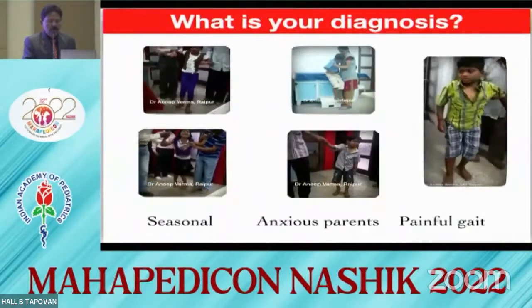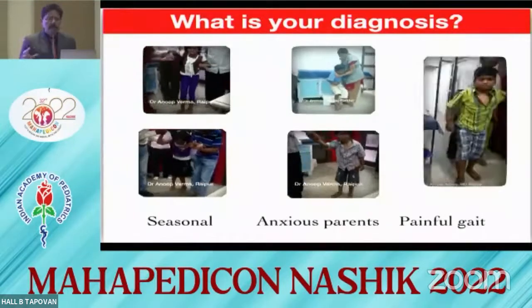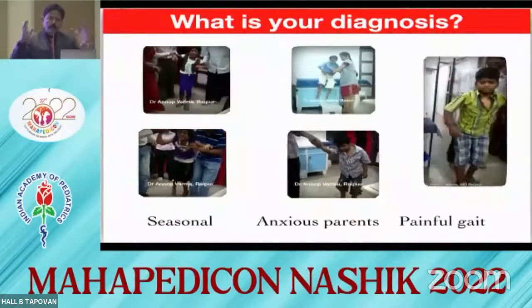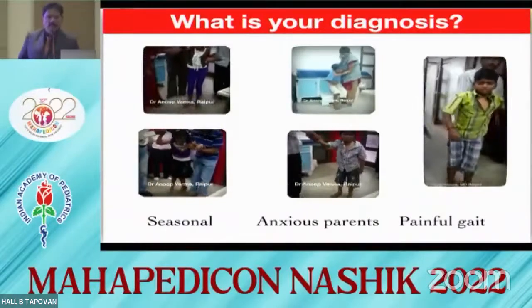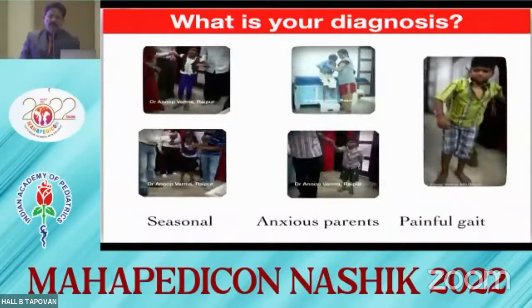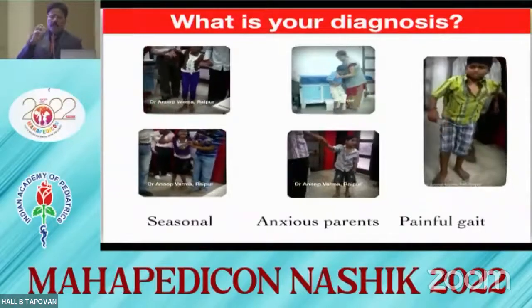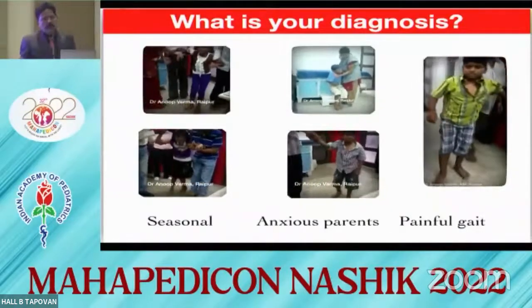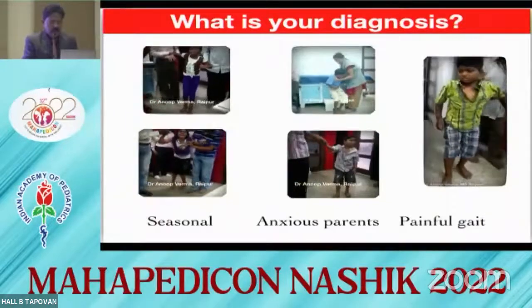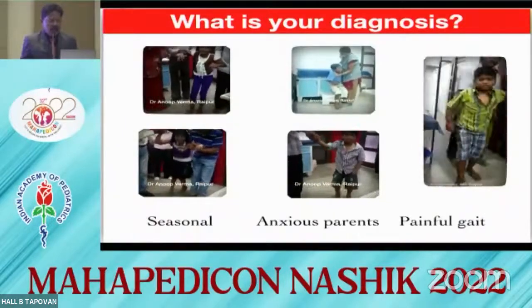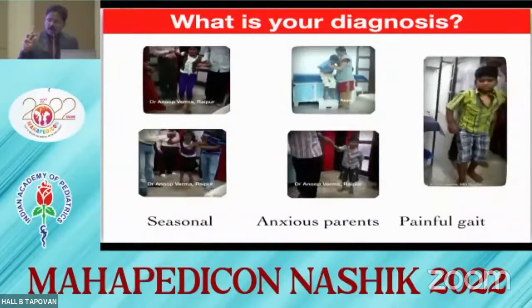Another patient having a seasonal variation. There is a lot of rush in a particular season, when a patient enters your chamber with a very painful gait and the parents are accompanying. He simply had a history of viral fever, 3-4 days, that's all. So what is this? Yes, this is a very classical presentation, with an anxious parent.